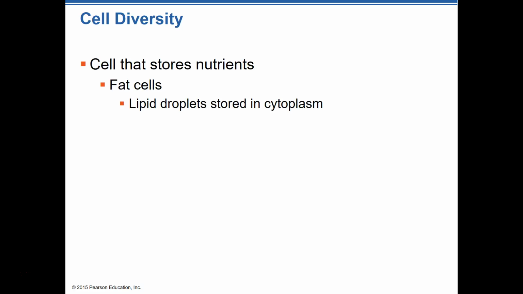There are cells that actually store nutrients, believe it or not, and fat cells are the ones that do that. Basically, they're lipid droplets that are stored in cytoplasm. So some of us are much better at storing fat cells or storing lipids than others. I happen to be an expert at it. I've got that down to a fine art of being able to store lipids in the form of fat cells.